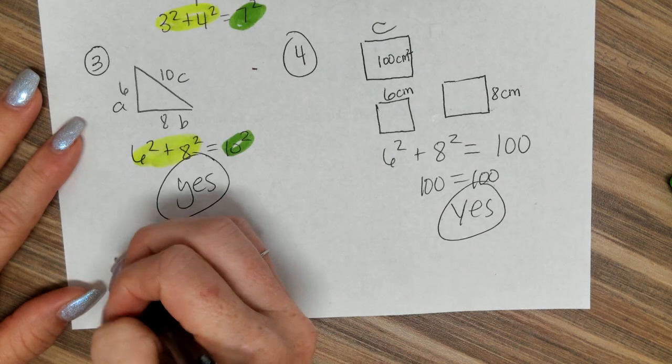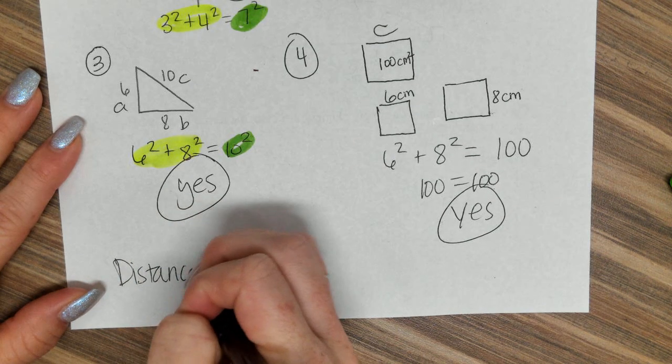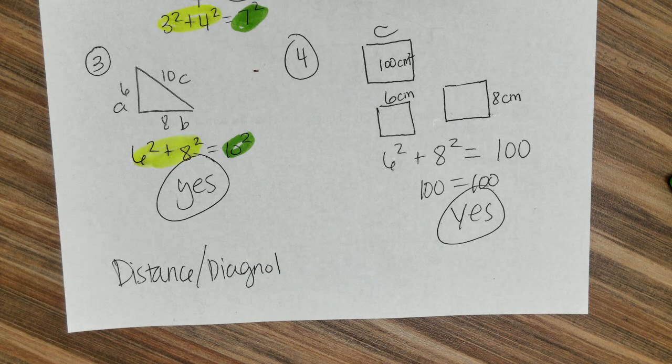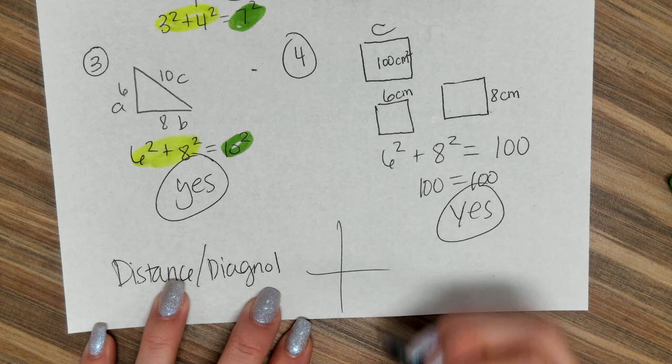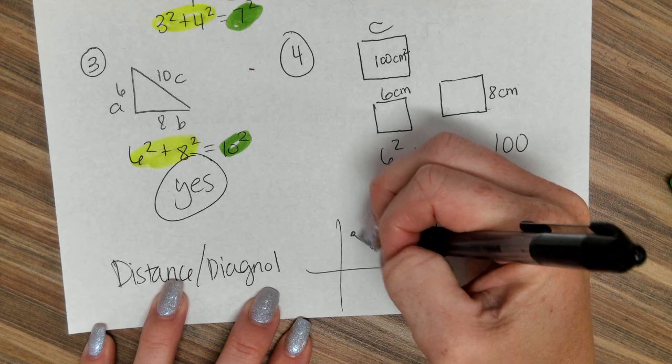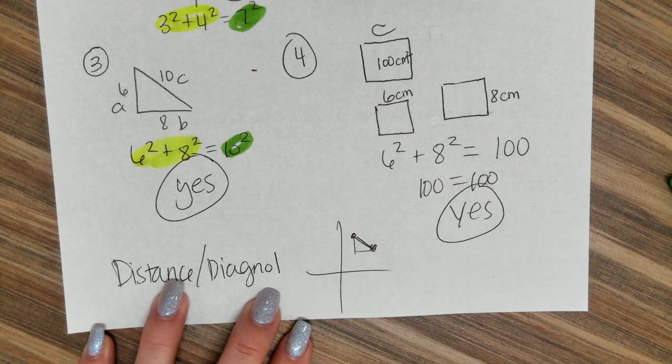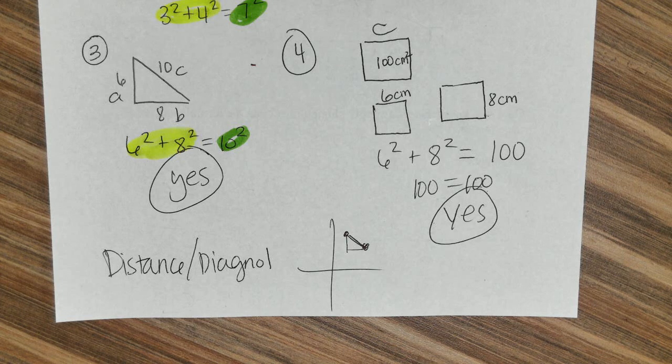The last thing that you need to know about Pythagorean theorem is that if they use the words distance or diagonal, they're giving you a hint that they want you to do Pythagorean theorem. Yes? So everything you do today is Pythagorean theorem. If they want you to draw lines on a coordinate plane like this, and they say, what's the distance? They want you to draw a right triangle and do Pythagorean theorem.